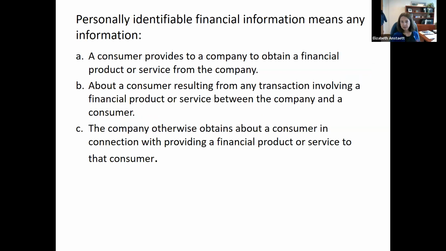And it's defined in the regulation that accompanies the law as any information that a consumer provides to a bank to obtain a financial product or service. That's everything in the application. Anything resulting from the transactions, which would be payment history on a credit card, what's purchased, really all the records resulting from the transaction, and anything that the bank otherwise obtains from the consumer or about the consumer in connection with providing a financial product or service, which would be credit reports, employment, tax records. So it's really all the information that relates to a financial transaction with the bank.